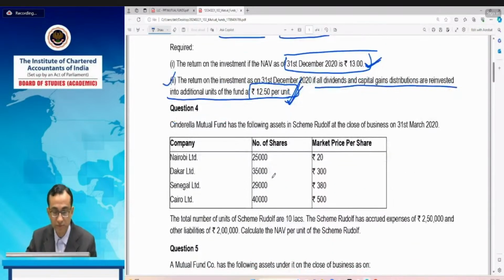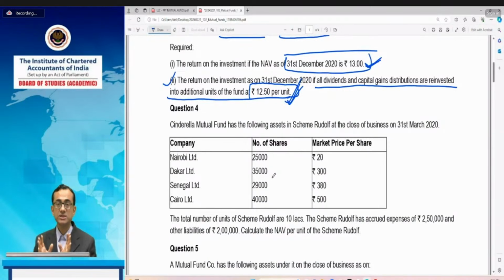Now come to the fourth question. Let us read the question, try to understand, and then we will solve it. The mutual fund, Cinderella Mutual Fund, the name of a mutual fund is Cinderella, and it invested in the following assets in scheme Rudolph as on 31st March 2020.